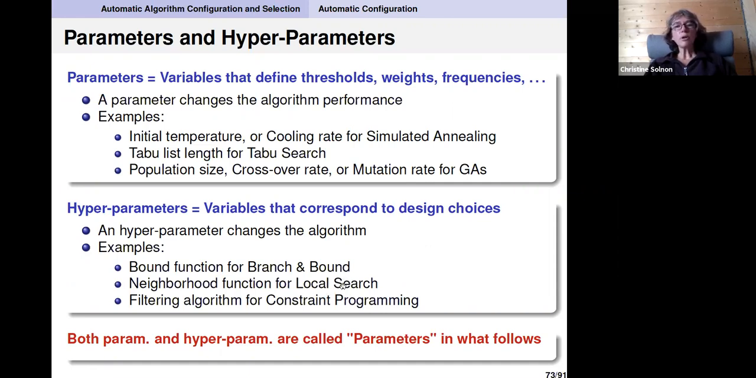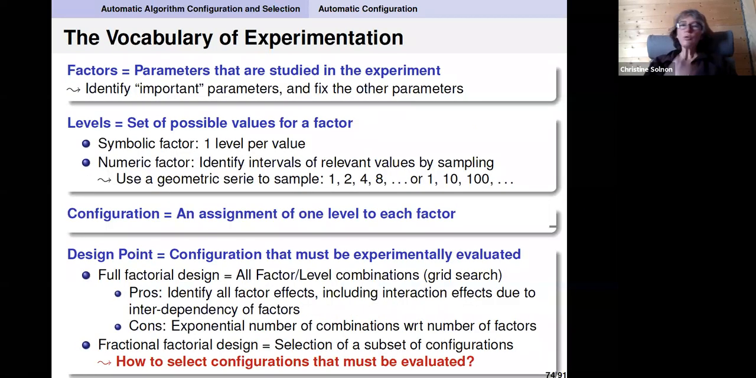when I do local search, I can consider different neighborhood functions, and I can have a parameter of my program which allows me to choose the neighborhood function. The same is true when I do constraint programming. I can change the filtering algorithm, and this changes the algorithm. Okay, in what follows, I'm going to call parameters both parameters and hyperparameters, because now I'm going to be interested in how to tune these parameters.